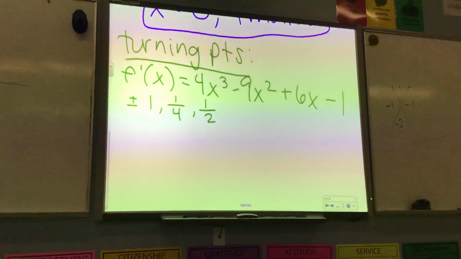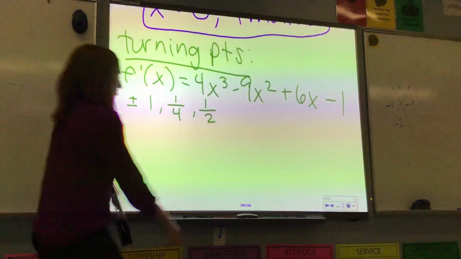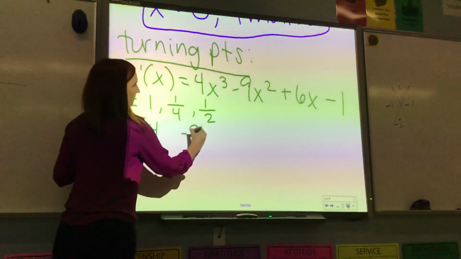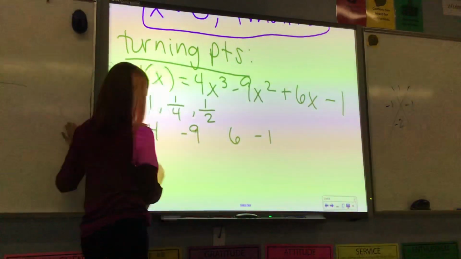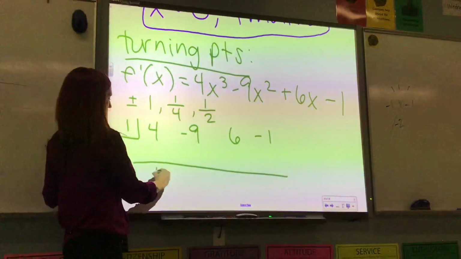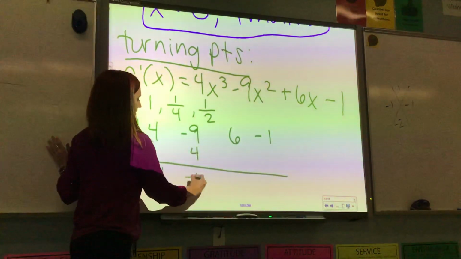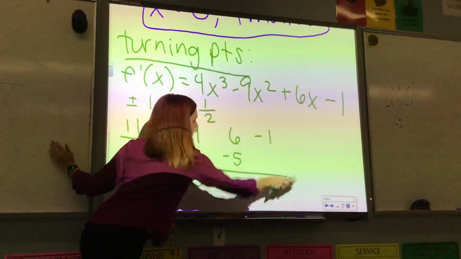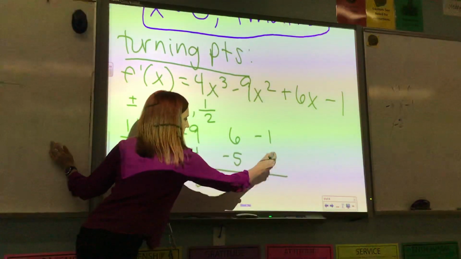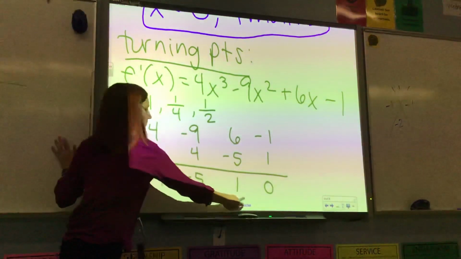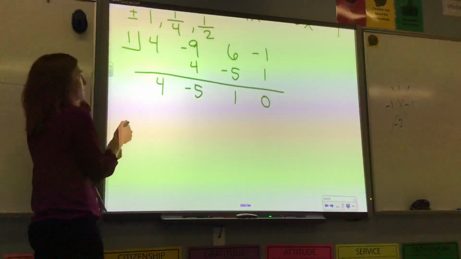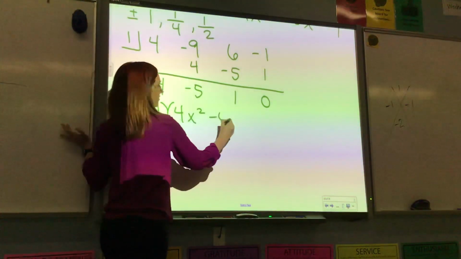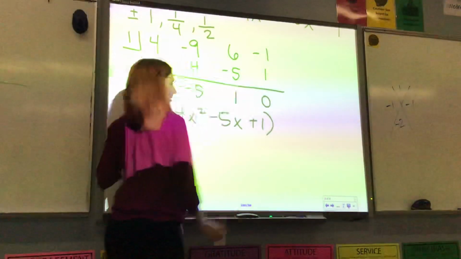Cool. So when we synthetically divide 1 out, 1 goes in, so 4, negative 9, 6, negative 1. We got 4, we got negative 5, 1, 0. It will be 0. So we divided out the 1, and now I'm left with 4x squared minus 5x plus 1.